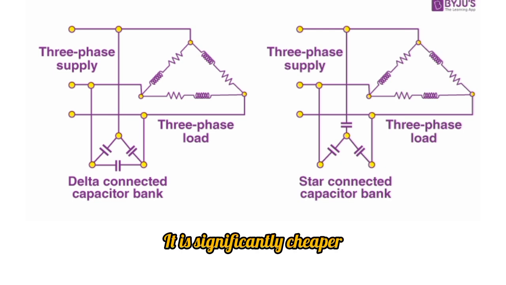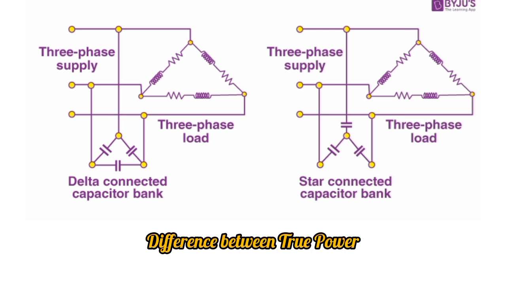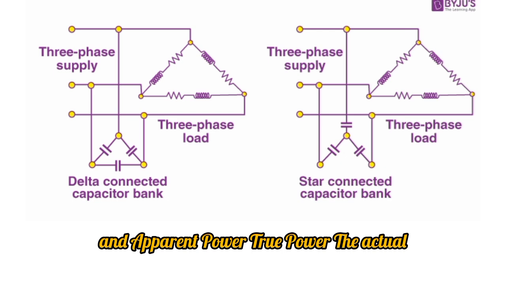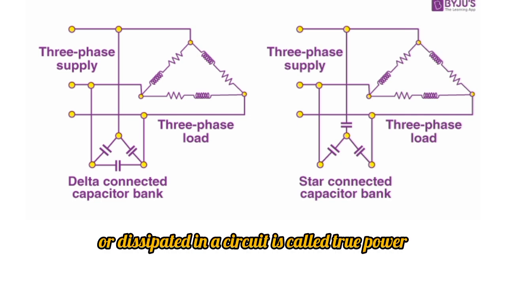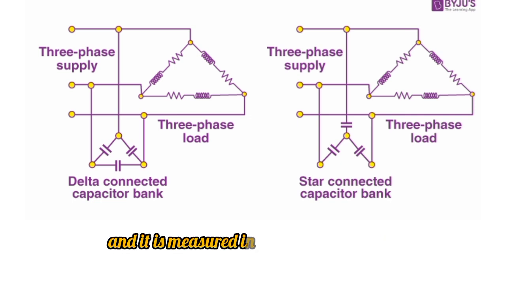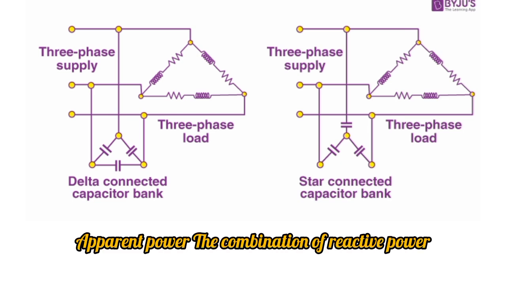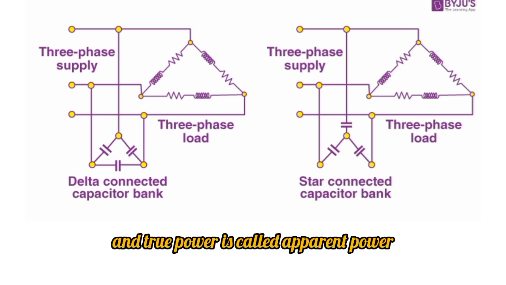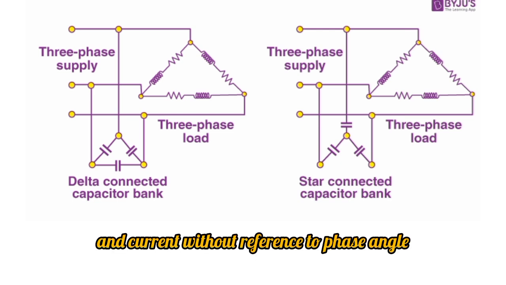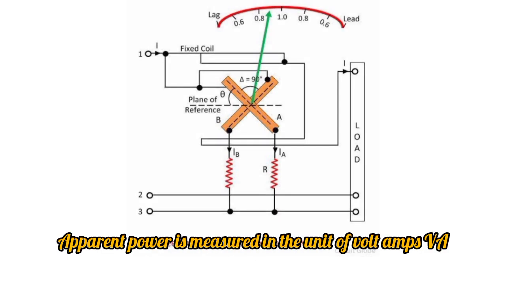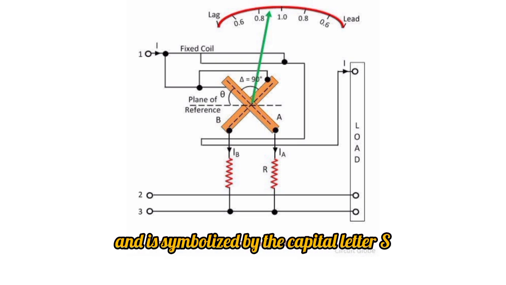It is significantly cheaper. Difference between true power and apparent power. True power. The actual amount of power being used to drive the load or dissipated in a circuit is called true power, and it is measured in watts, symbolized by the capital letter P. Apparent power. The combination of reactive power and true power is called apparent power, and it is the product of a circuit's voltage and current without reference to phase angle. Apparent power is measured in the unit of volt-amps, VA, and is symbolized by the capital letter S.